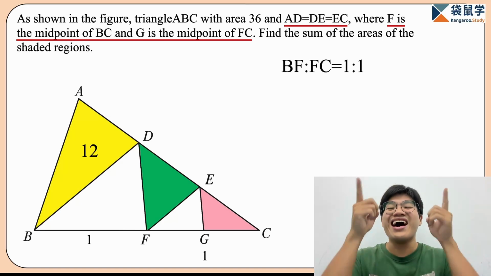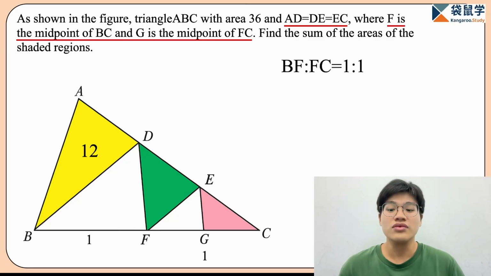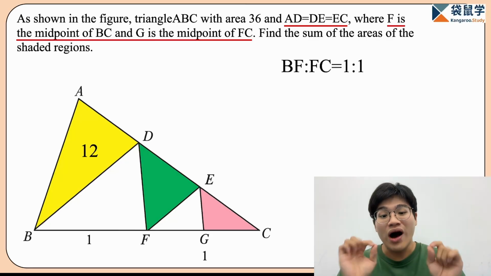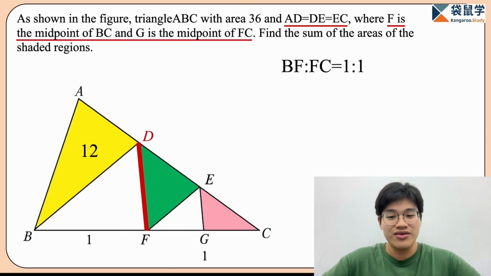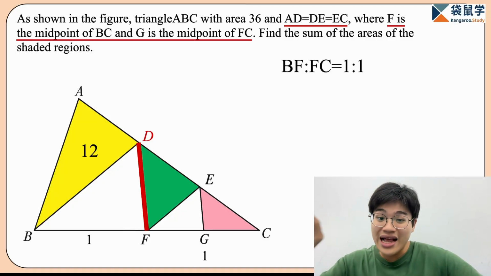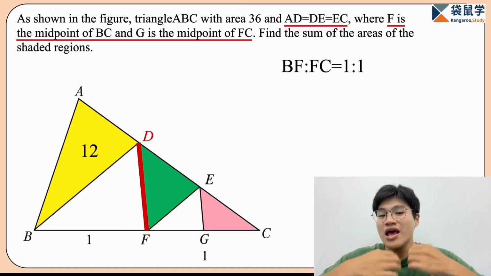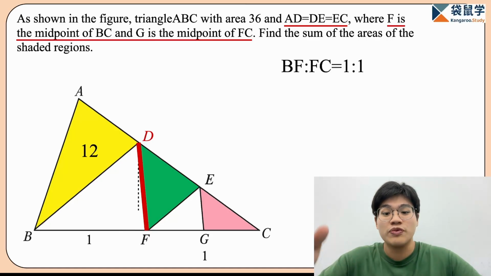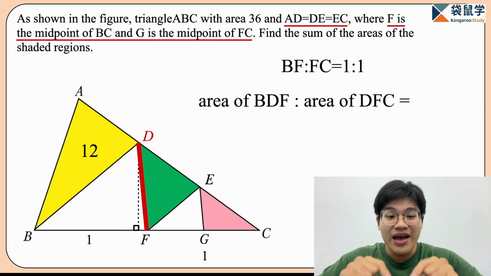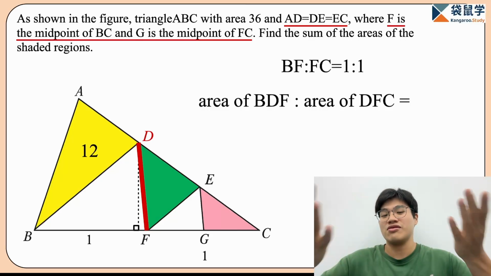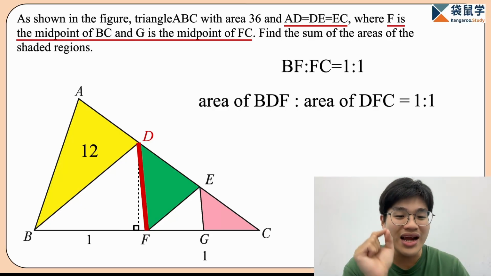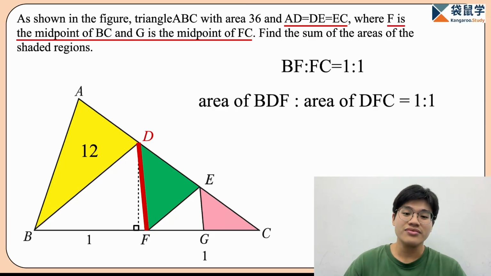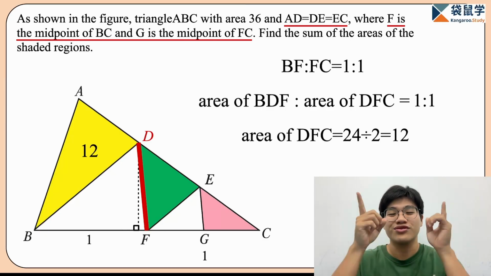We can draw the equal height model again here. Now with this equal height model, which vertex should we cut from? We should cut from the vertex D. We can cut the triangle like this. Now with knowing that BF to FC equals 1:1, based on the equal height model, we can know the ratio between the area of BDF and area of DFC. What is the ratio? It also equals 1:1 here. And with knowing that the area of triangle DBC equals 24, what is the area of triangle DFC? It will be 24 divided by 2 equals 12 here.